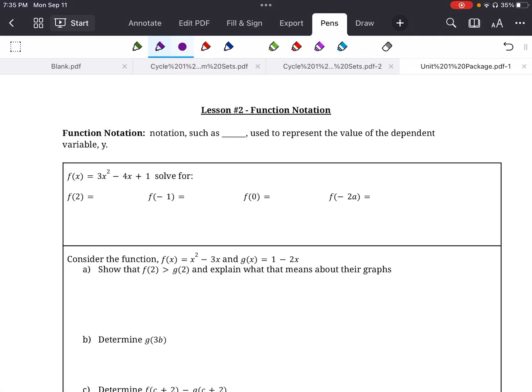This lesson is called function notation, and it's an important skill moving forward in this course and then into grade 12. So what is function notation? It is notation such as f of x used to represent the value of the dependent variable, or as we know, y. Normally we see an equation as y equals mx plus b. We're replacing the y with f of x.